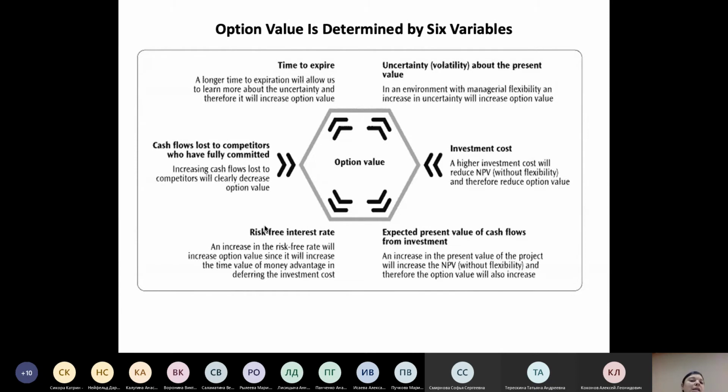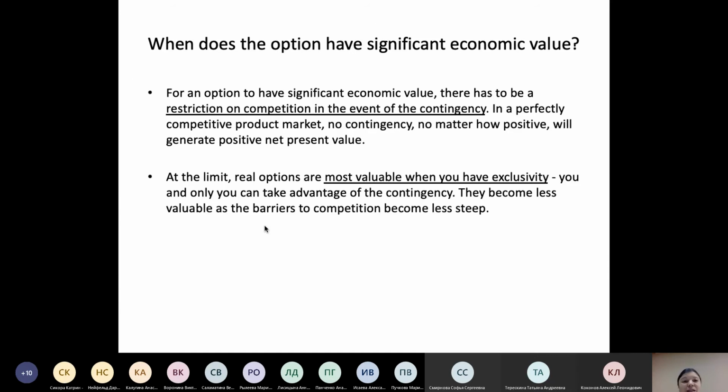And the last component, cash flows lost to competitors who have fully committed, or our losses in dividend yield, as we can name this category. Increasing cash flows lost to competitors will clearly decrease option value. If in this situation we receive a higher level of losses, certainly in this case we have to reject this real option in the company's valuation.